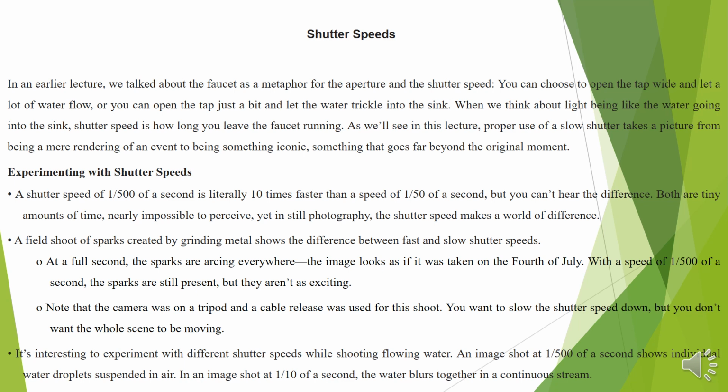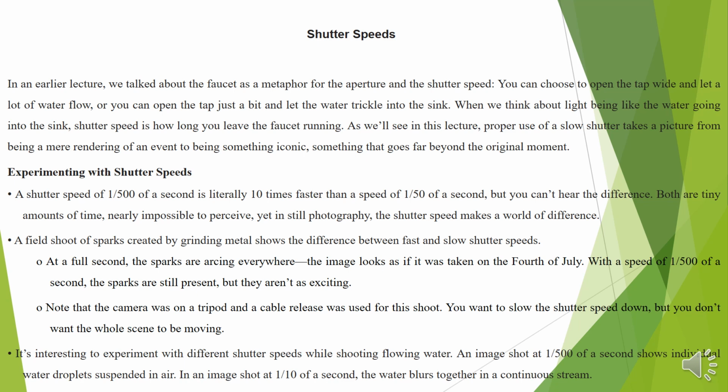the faucet running. As we will see in this lecture, proper use of a slow shutter takes a picture from being a mere rendering of an event to being something iconic, something that goes far beyond the original movement.